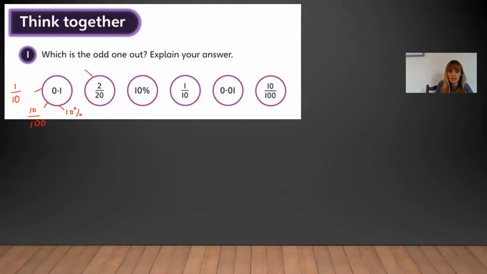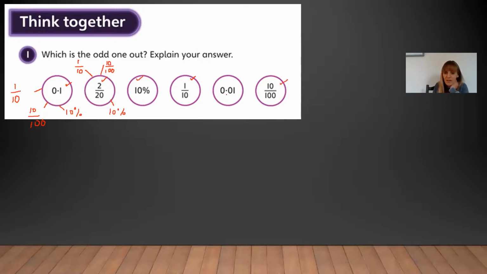Now, 2/20ths, I can simplify that, can't I? I can make that into tenths because I can divide them both by 2, which is the same as 1/10. So it's going to have the same facts here, look, which is the same as 10 hundredths, which is the same as 10%. 10%, well, we know that's going to be the same as that one. So this is the same as this, which is the same as this. Oh, look, 1/10, that's the same again. 10 hundredths, that's got one of those facts in, so that's the same again.